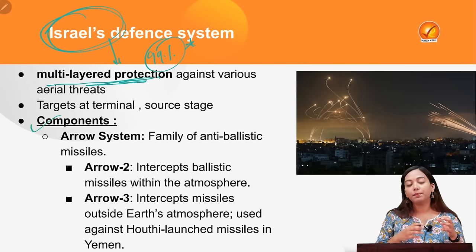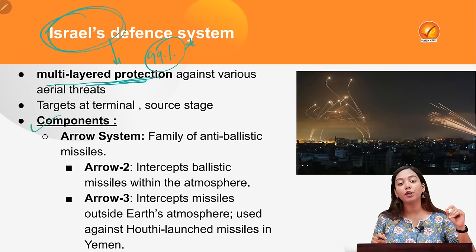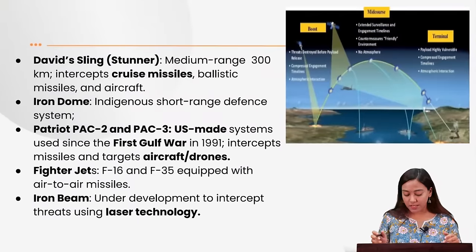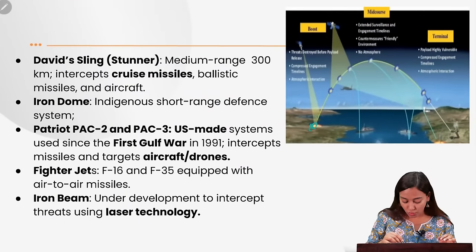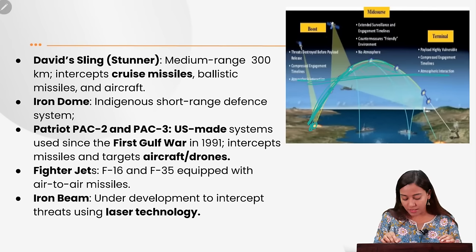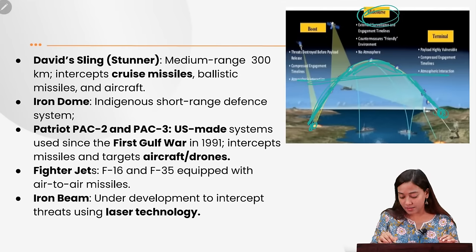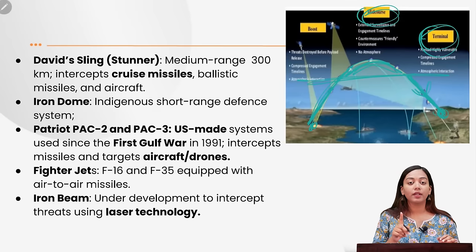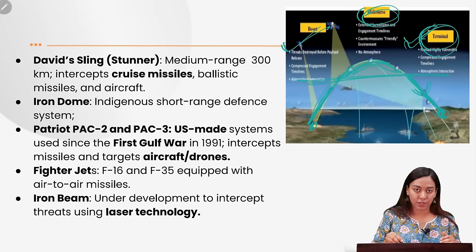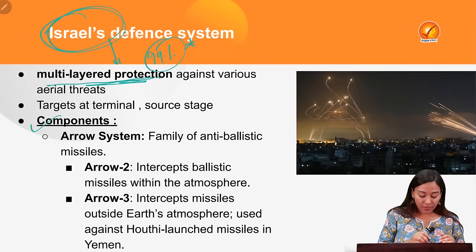Before that, the beauty of these missiles is that they are able to intercept the attacking missile at multiple stages. What are the multiple stages of a missile? Once the missile is launched, this is the boost stage. Then it reaches the atmosphere where it becomes invisible for some time. This is mid-course. And then when it comes down toward the ground before attacking the target, this declining trajectory is the terminal phase. It has the capability of intercepting missiles at both the terminal stage and the boost stage. All right. So, what are the components?